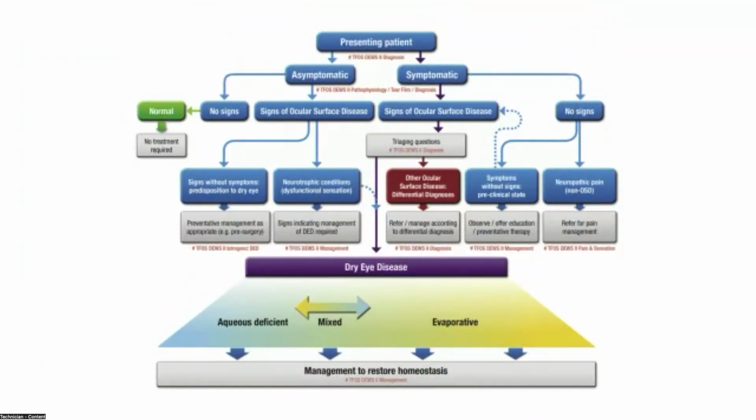But if the patient is symptomatic, they've got signs, or even if they don't have signs yet, then it's probably dry eye. And when we look at dry eye, we can see that it's predominantly evaporative. It could also be aqueous deficient or it can be mixed. So there's a lot going on here, but keep in mind that most of your patients are going to be evaporative. I think it's somewhere around 70 to 80%.